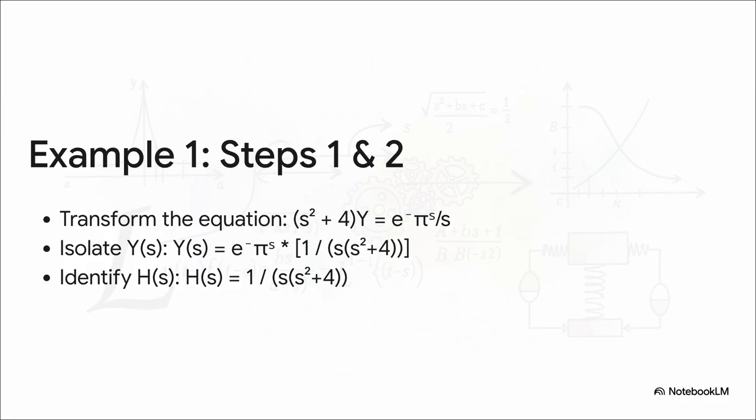Now, once we isolate Y of s, I want you to notice the structure. We have an exponential term, that e to the minus pi s, and it's multiplied by this other function, H of s. That exponential is the key. It's the mathematical signal for a time delay. It's telling us that the system's main response, which is all wrapped up in H of s, doesn't actually start at time 0.